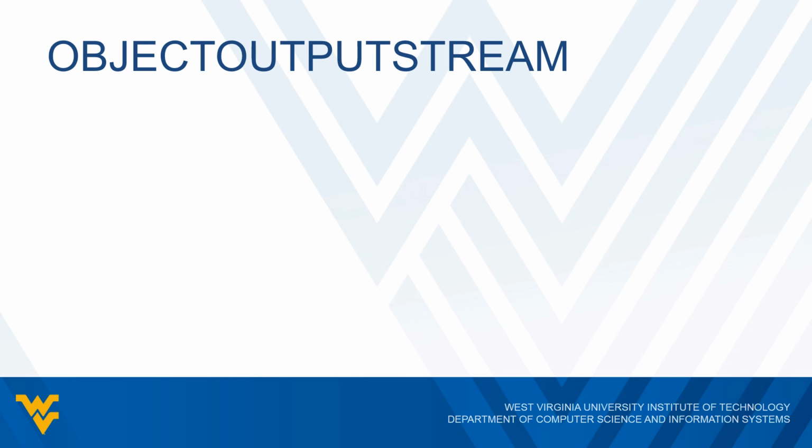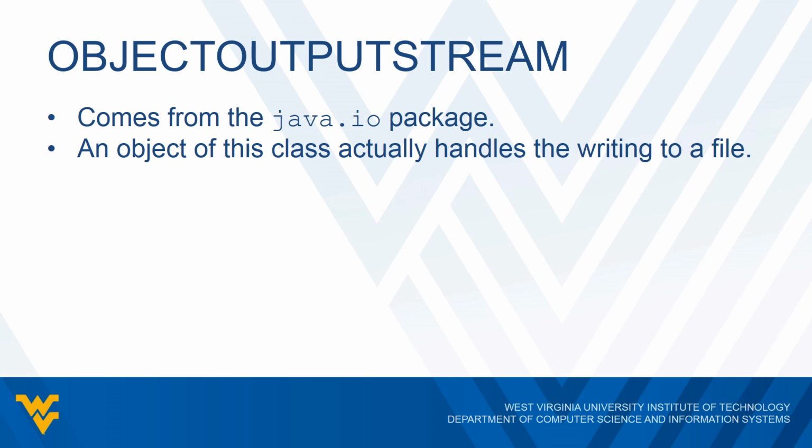The second class you need for serialization is the ObjectOutputStream class. This also comes from the java.io package, but you should have already imported this when you were using the FileOutputStream class. What makes this different from the PrintWriter class is that this class actually handles the writing to a file. So with sequential and text files, you would just create an object of the PrintWriter class, and that was it. That would take care of all the writing to the file.